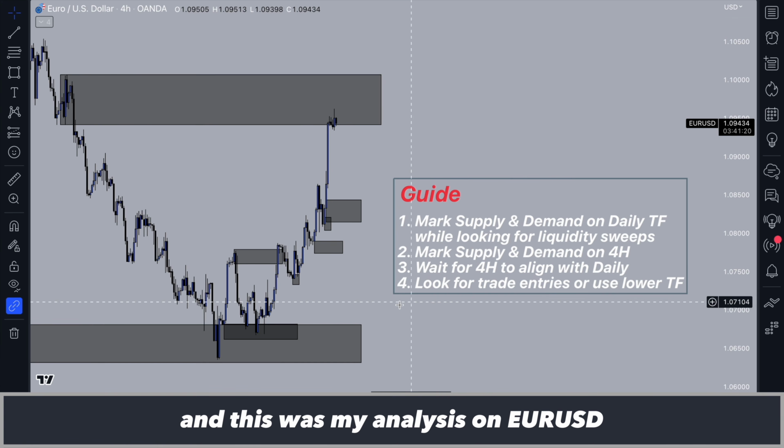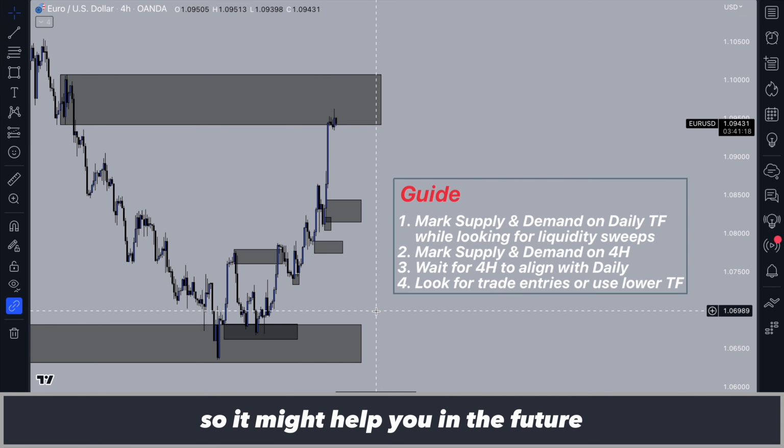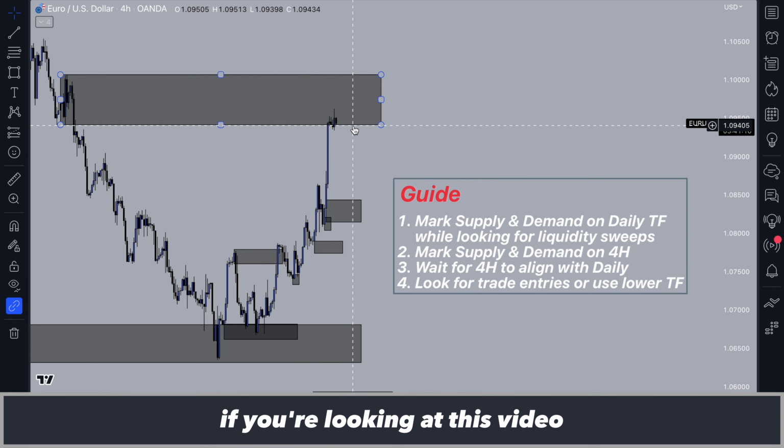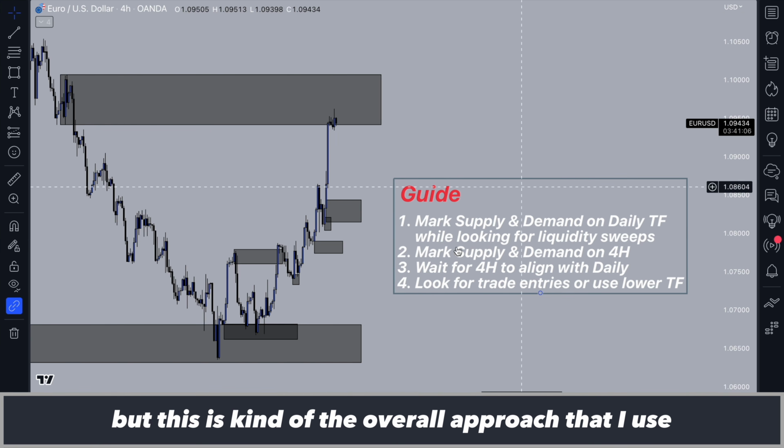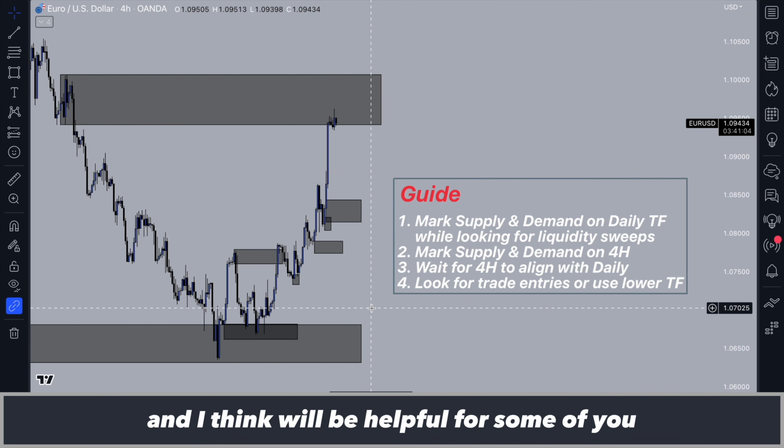So these are the steps, and this was my analysis on EURUSD. So it might help you in the future if you're looking at this video fairly recently. But this is kind of the overall approach that I use, and that I think will be helpful for some of you if you need a structure to your trading.